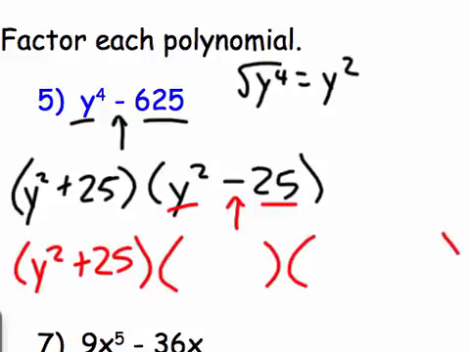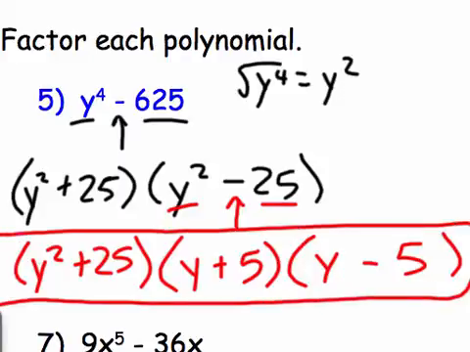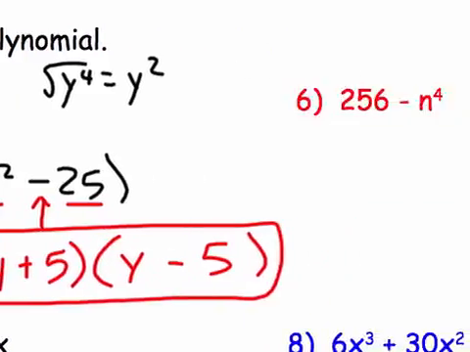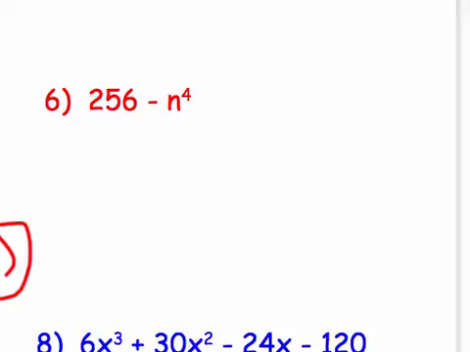But I can break this next one up into a product of two binomials, right? One with a plus, one with a minus. It's my special product. Square root of y squared is y. Square root of 25 is 5. Now we're done. That is in factored form. Okay, so there's a lot of rules to this, but you got to keep factoring if you can.